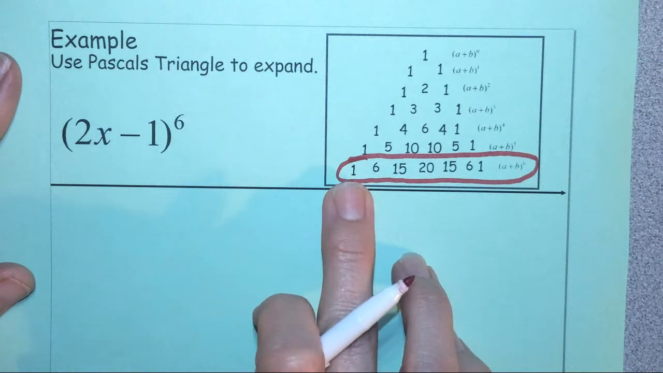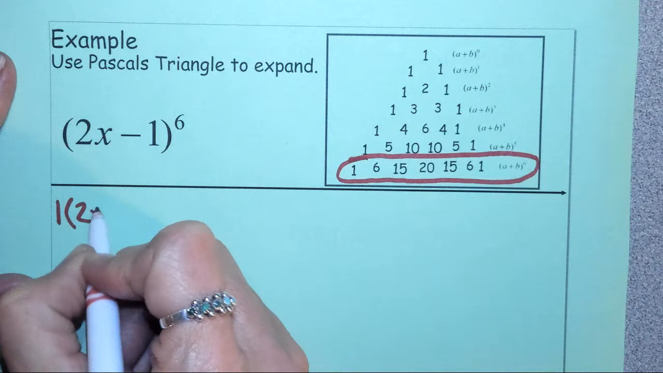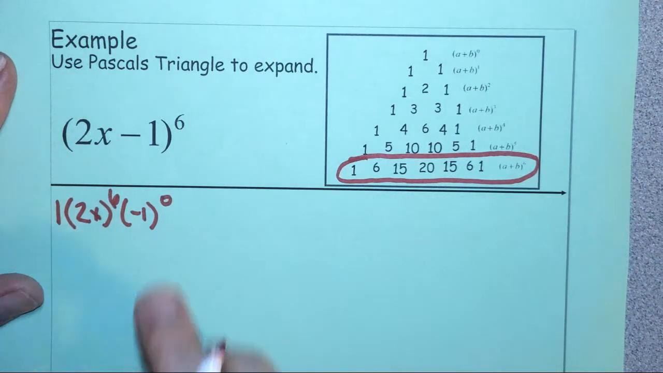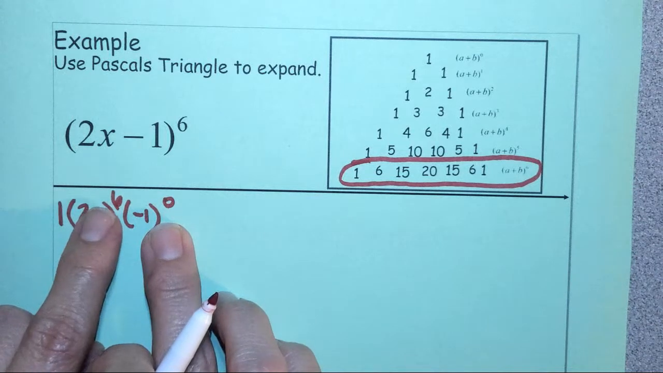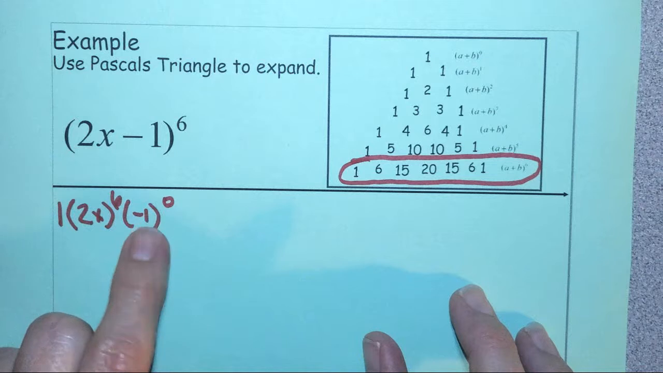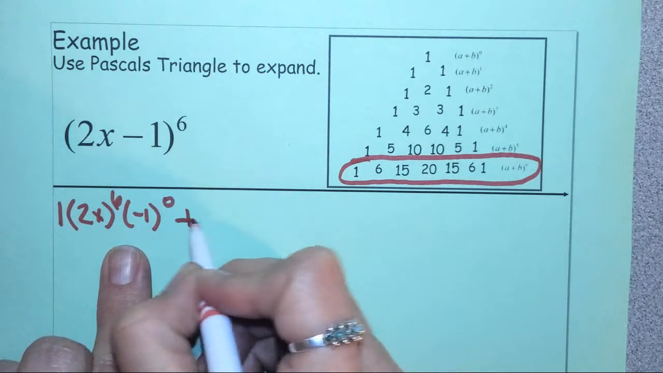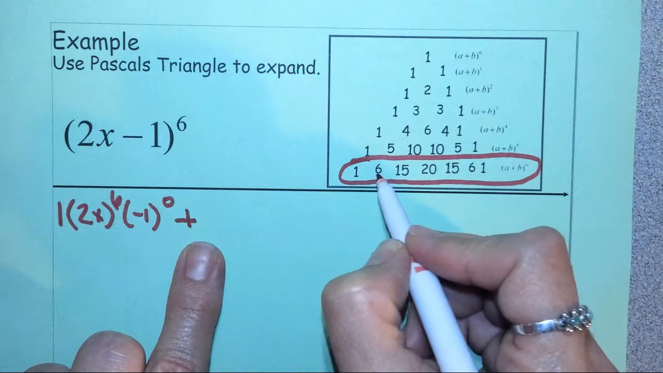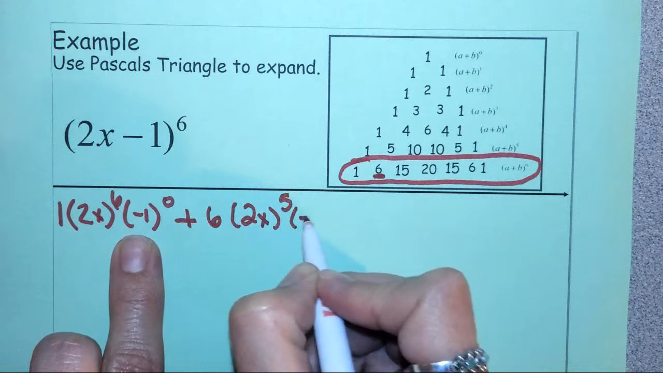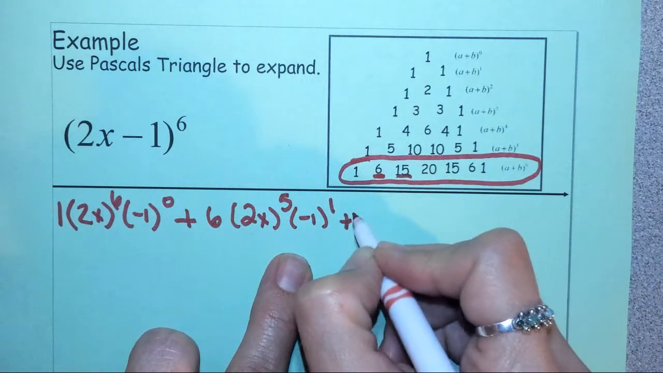So the first number you're going to write down is the first number in the pattern, 1. Then I'm going to have 2x to the 6th power, negative 1 to the 0. Remember, this pattern is not going to change. This number in the middle is going to go 6, 5, 4, 3, 2, 1, 0. And this number at the end is going to go 0, 1, 2, 3, 4, 5, 6. Okay, the next term. 6 comes next. And then we're going to have 2x to the 5th, negative 1 to the 1st. Next term, 15.